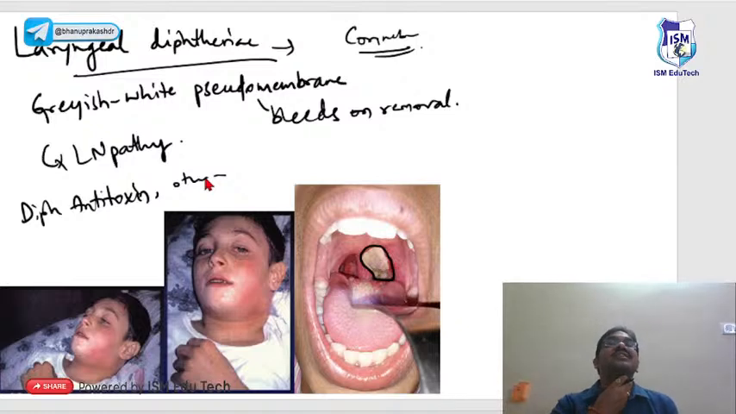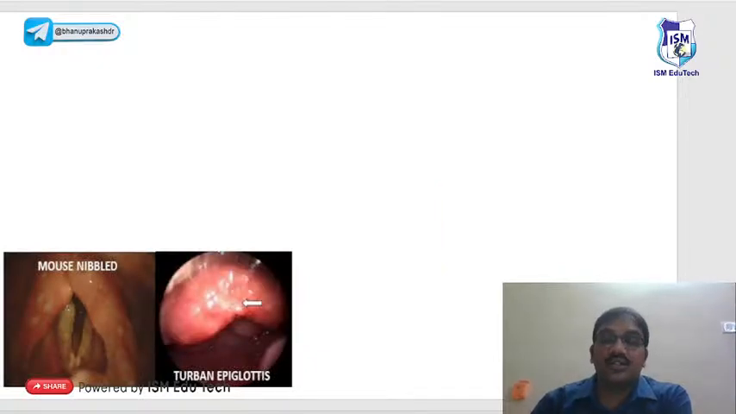So when there is swelling inside, a completely edematous airway, stridor may be there, and narrowing of the airway may be there, inhalation of steroids along with bronchodilators needs to be given in nebulized form. Right. So these are some other conditions we are discussing.